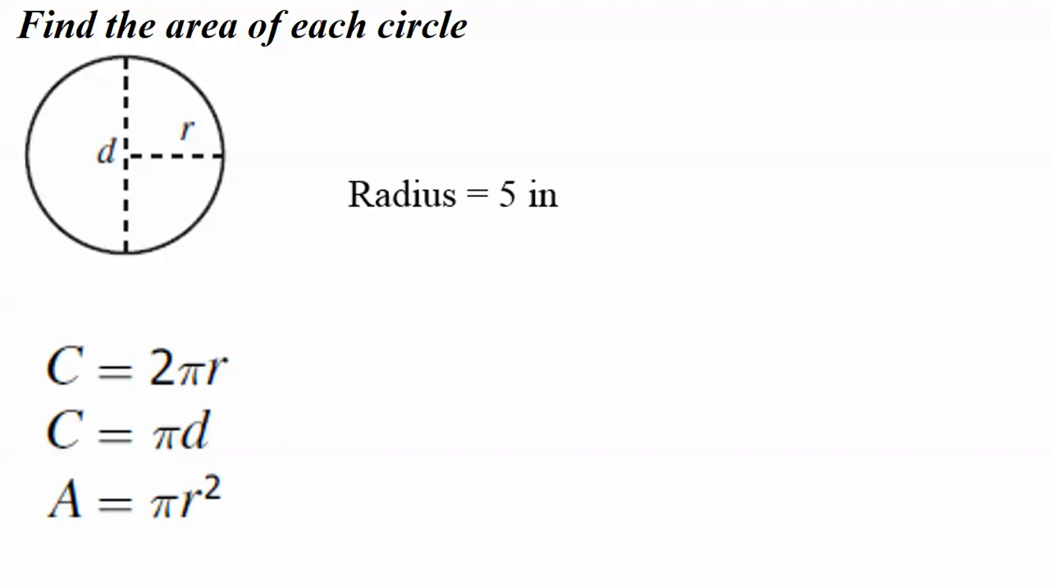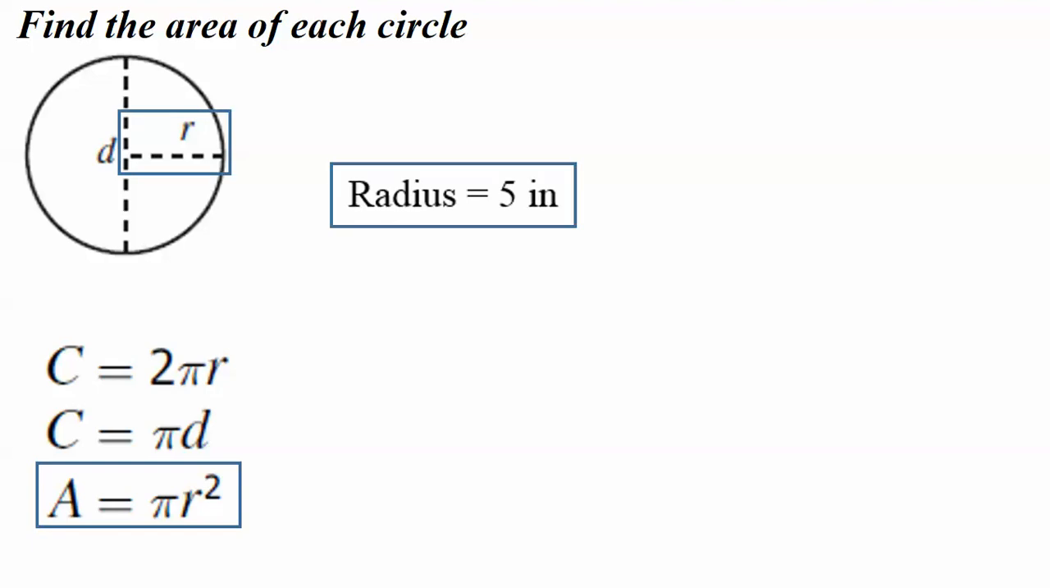Now we're given the radius. Well, my area is pi times radius squared. So if my radius is 5 inches, my area will equal pi times that radius squared. Or my area will be pi times 5 squared, inches squared. 5 squared is 25, so my area will equal 25 pi inches squared, or approximately 78.5 inches squared.